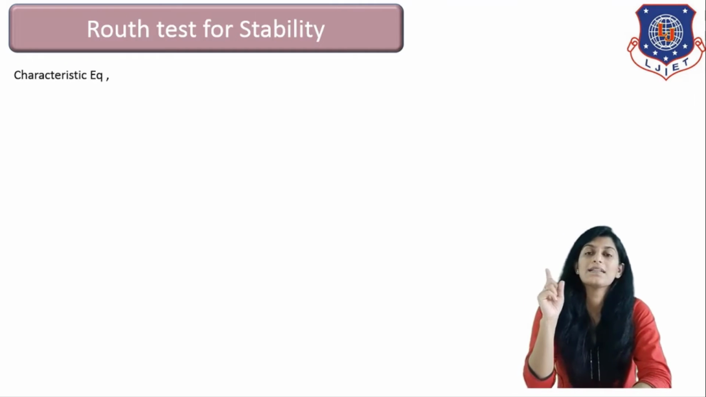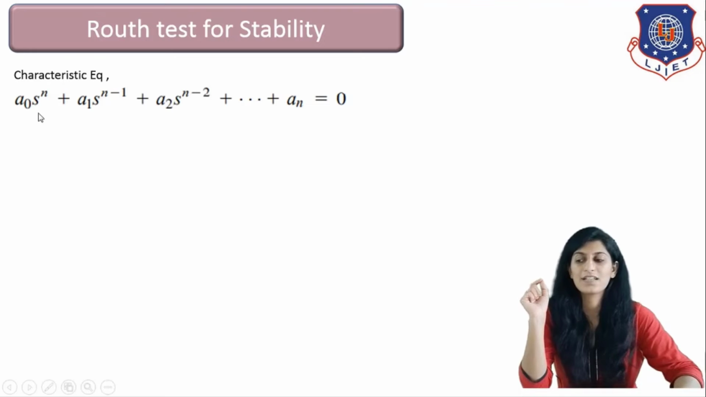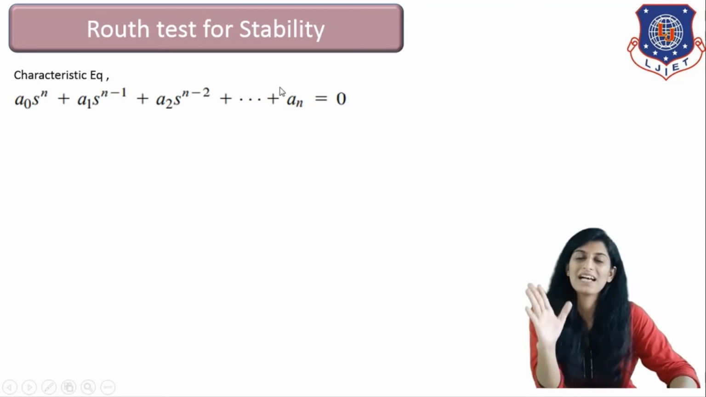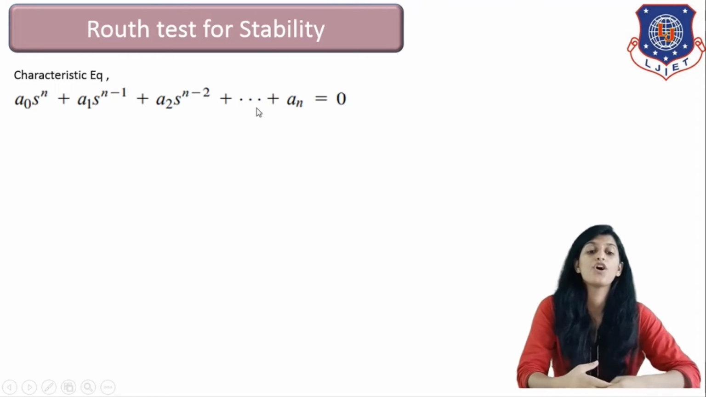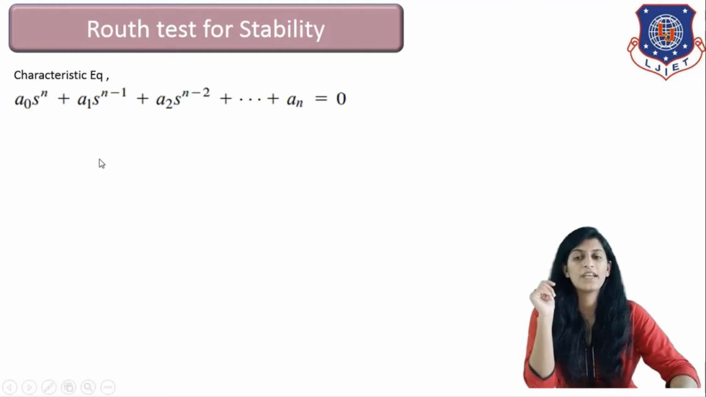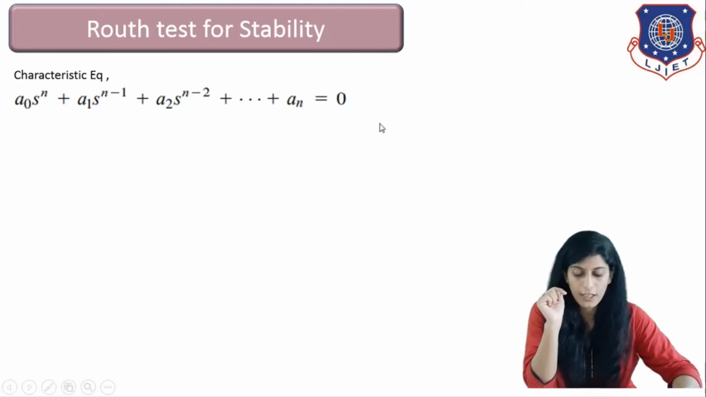For that, the characteristic equation of our given system can be written as A0 s raised to n plus A1 s raised to n minus 1, and so on. This entirely depends on the transfer function of our given system. Depending on the overall transfer function, we can write this kind of equation. When 1 plus the transfer function of the overall system is written and equated to 0, we can obtain this kind of equation.